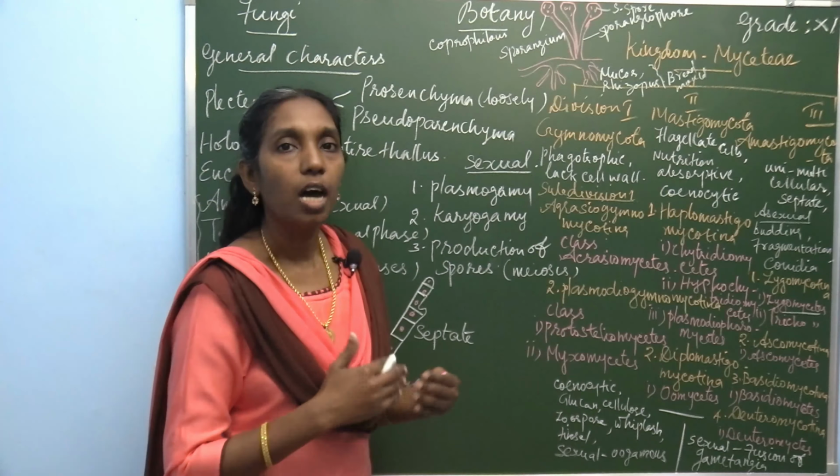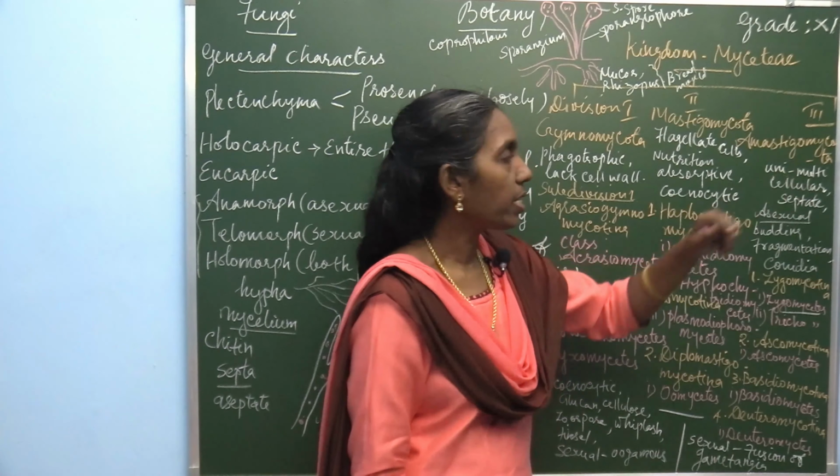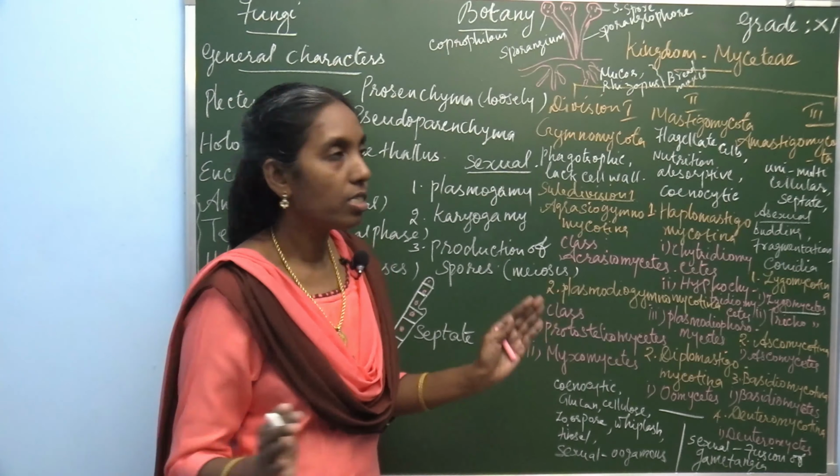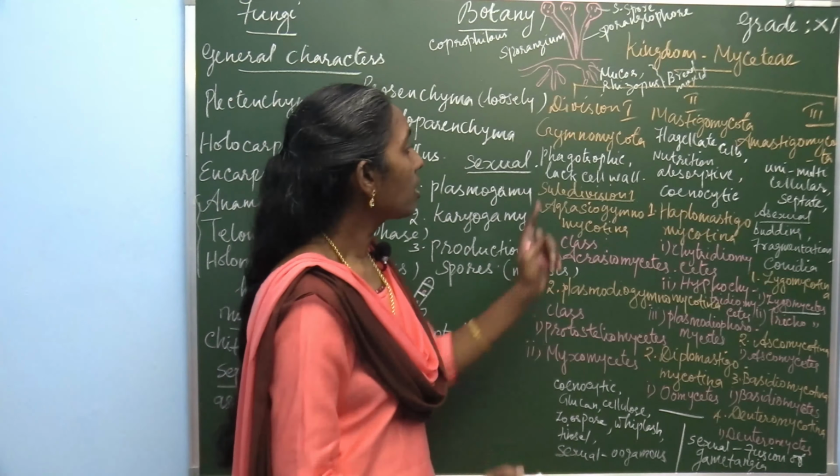So it is commonly divided into three main divisions: Gymnomycota, Mastigomycota and Amastigomycota. How do these three divisions differ? In Gymnomycota, the thallus shows phagotrophic nutrition. Phagotrophic, it engulfs the entire food, and it lacks a cell wall. So all the species under the division Gymnomycota are phagotrophic and lack a cell wall.